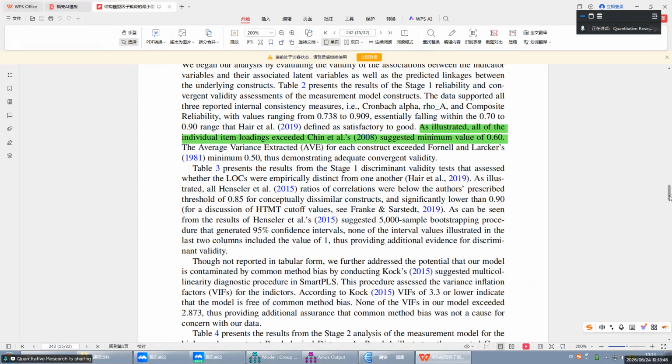And all of the individual atom loadings exceeded Chin's suggested minimum value of 0.6. That's the lowest. So I shared this article with you, right? Yeah.